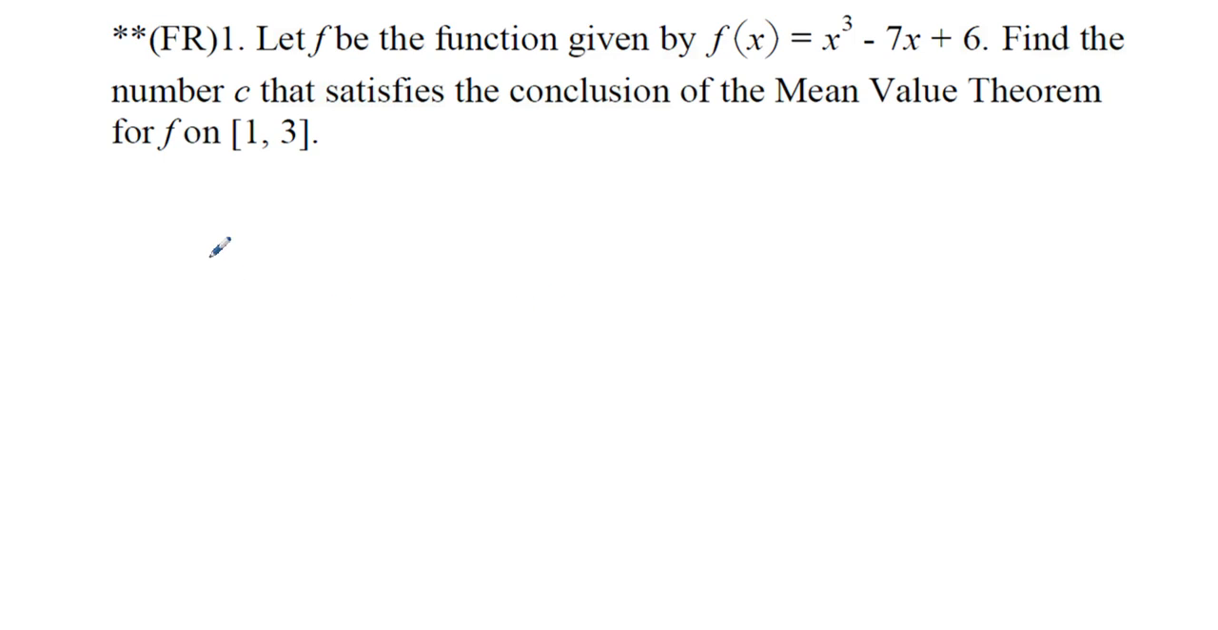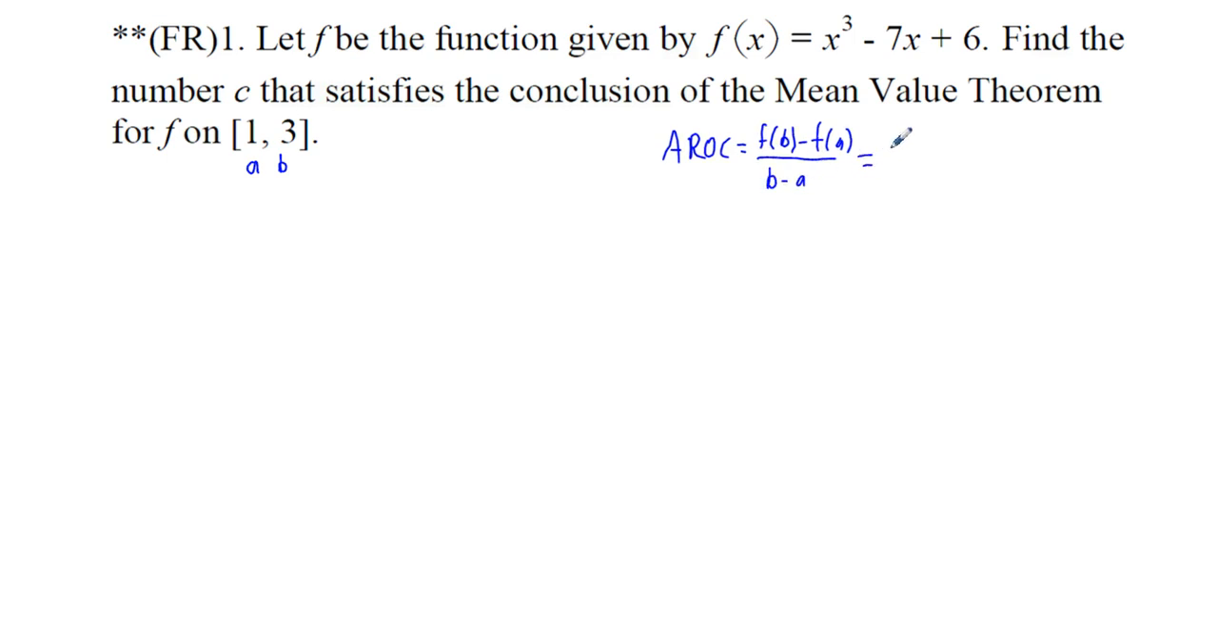The first one, free response problem. Let f be the function given by f of x equals x cubed minus 7x plus 6. Find the number c that satisfies the conclusion of the mean value theorem for f on the closed interval from 1 to 3. So I'm going to call 1 a and 3 b. And so the first step is to find the average rate of change. So we say AROC is equal to f of b minus f of a over b minus a.